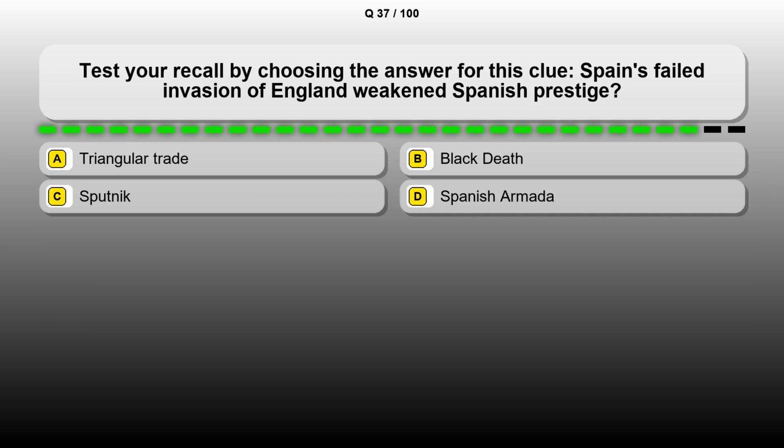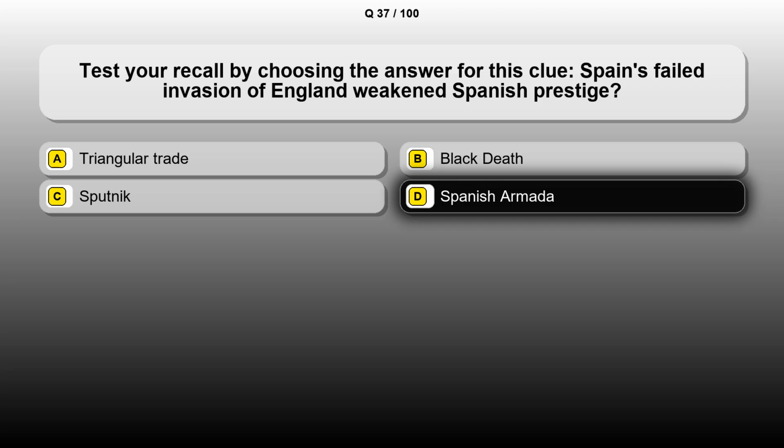Question 37. Test your recall by choosing the answer for this clue. Spain's failed invasion of England weakened Spanish prestige. Option A, triangular trade. Option B, Black Death. Option C, Sputnik. Option D, Spanish Armada.